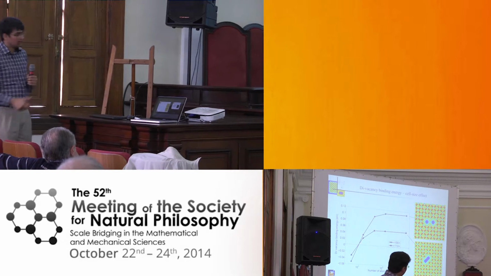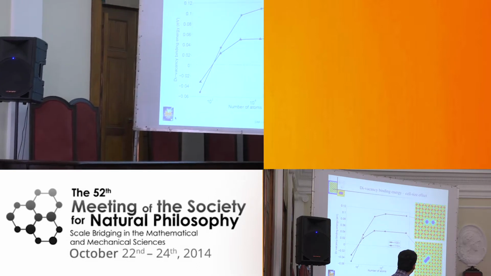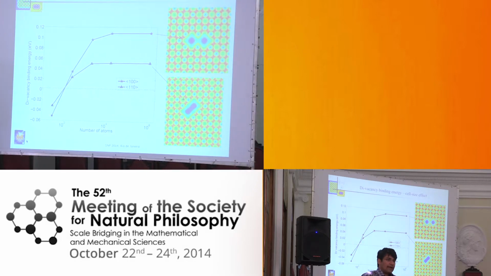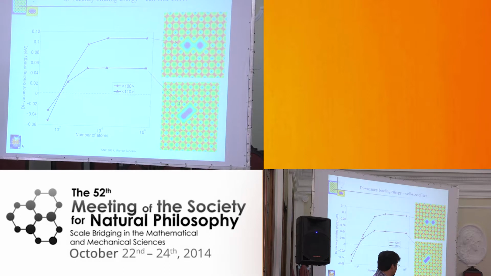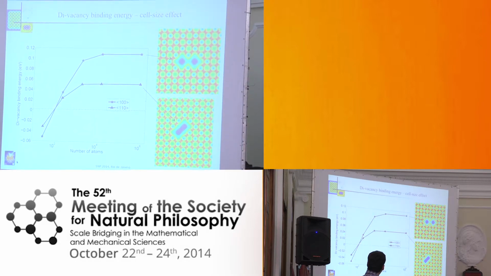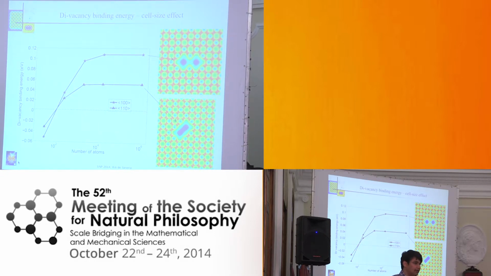And then we looked at di-vacancies in aluminum and wanted to see, if we have two vacancies put together, what is the binding energy? Do these two vacancies want to bind, or do they want to remain separate, apart? Positive values of the binding energy mean that they want to bind, and negative means that they don't want to bind, they're repulsive, and they want to be far apart.